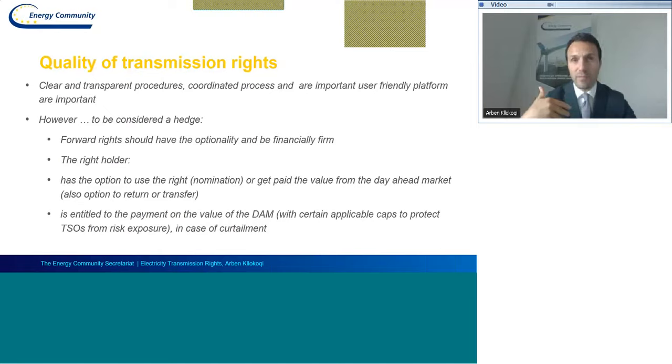Also, it needs to be possible to return the rights. And if there is a curtailment, holders need to be paid based on the value of day-ahead market prices. This is very important. Otherwise, if the rights are curtailed by the TSOs without any compensation, then these rights do not represent a hedge for market participants, because they involve significant risks.